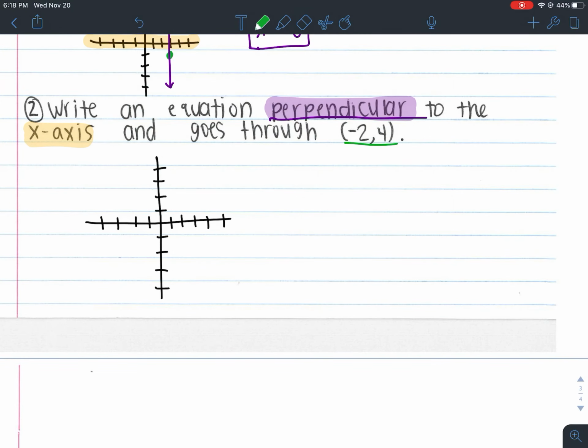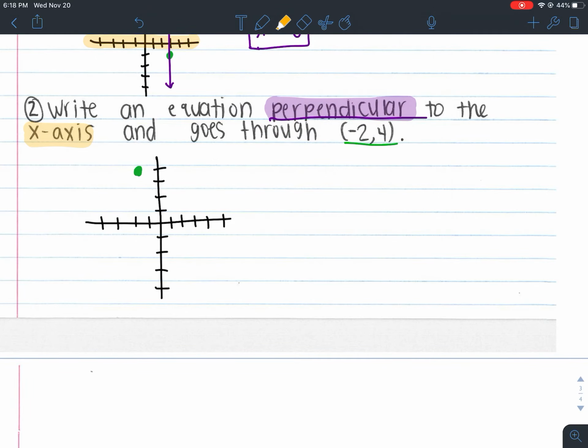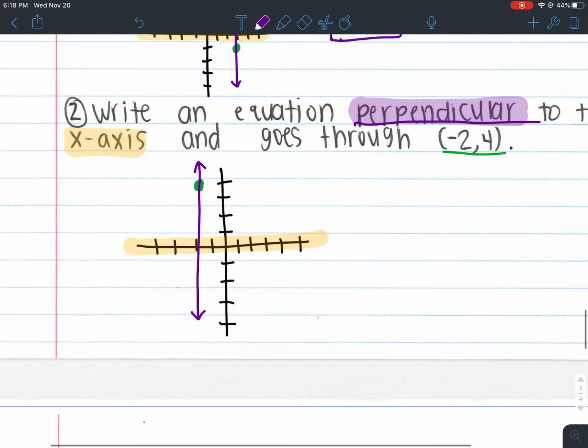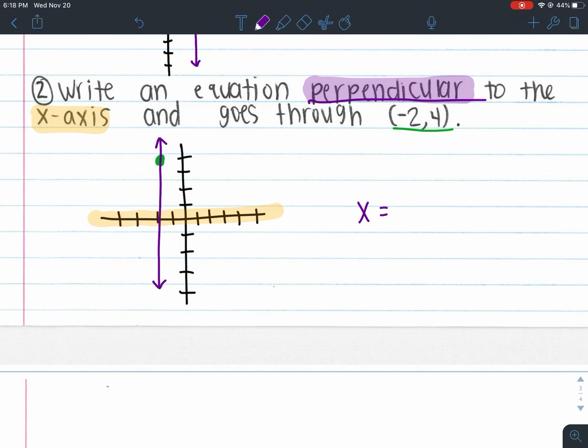All right, we want it to go through negative 2, 4. So we're going to graph negative 2, positive 4. And we want it perpendicular to the x-axis. So I'm going to highlight my x-axis so we know what we're looking at. I want it perpendicular to that. So would I want a horizontal line? No, because that's going to be parallel to the x-axis. I want perpendicular, so it's going to go straight through. So because it goes through the x-axis, it's going to be x equals, and then the number that it goes through is negative 2.